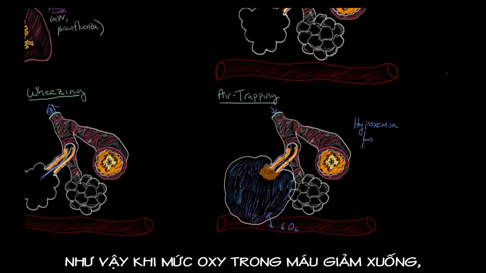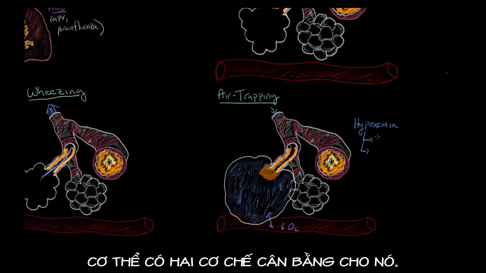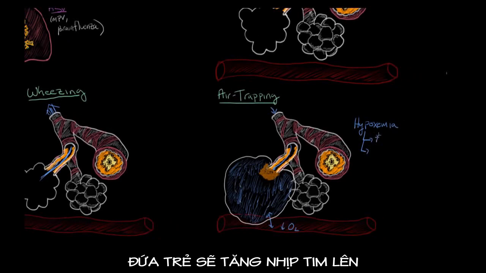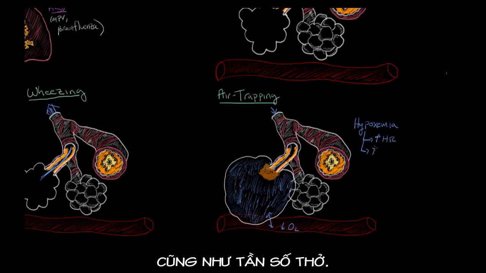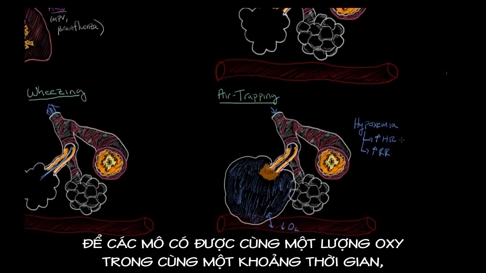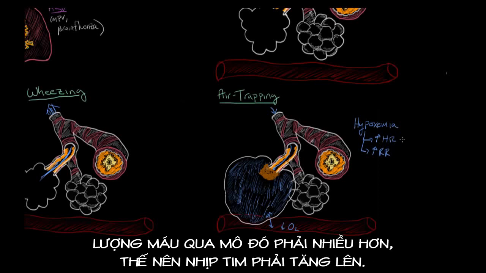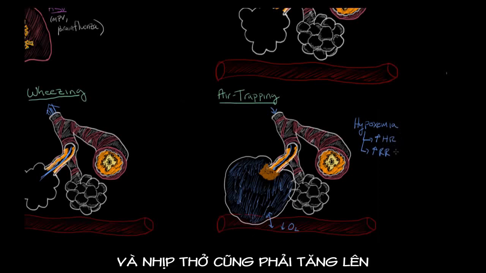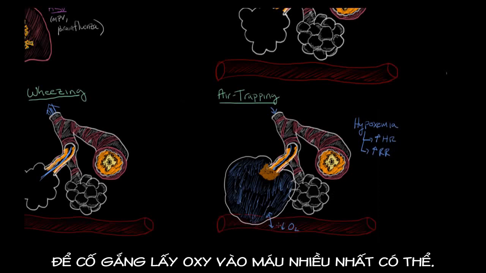So as this oxygen level in the blood decreases, the body has two main mechanisms to compensate for it. And so the child will increase his or her heart rate as well as his or her respiratory rate. And this makes sense because if the blood has a decreased oxygen concentration, in order for the tissues to get the same amount of oxygen over the same amount of time, more blood has to go through that tissue, and so the heart rate is increased. And also the respiratory rate is increased to try and get as much oxygen into the blood as possible.